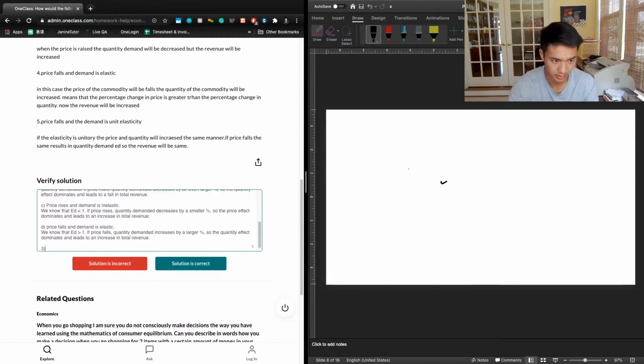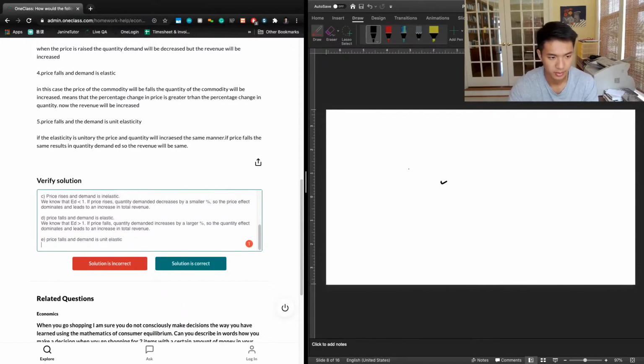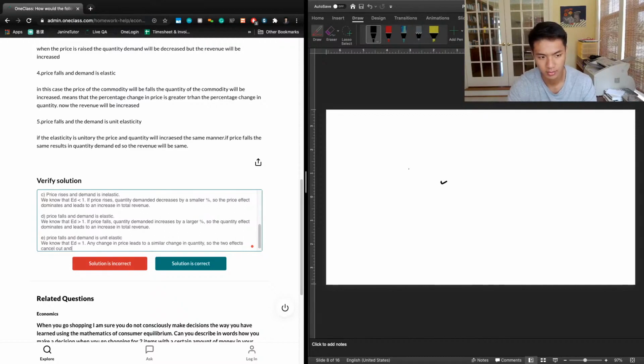And finally, E says price falls and demand is unit elastic. We know that ED is equal to 1. Any change in price leads to a similar change in quantity, so the two effects cancel out and revenue stays the same.